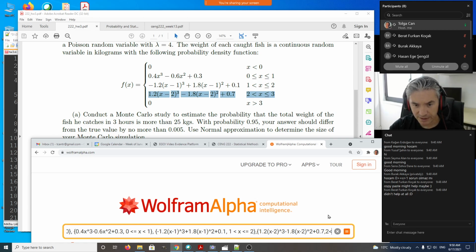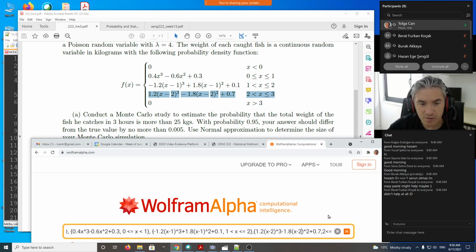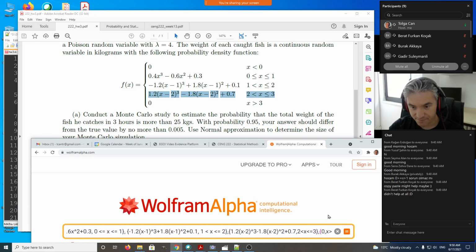2 less than or equal to. Actually, I have to put the less than or equal to's here exactly. It doesn't matter, it's a continuous function anyway, but let me just get it exactly the same as the other one. So 2 less than x less than or equal to 3, and then the final piece, which is simply saying that it's 0 when x is greater than 3. Okay, I think that should do it.